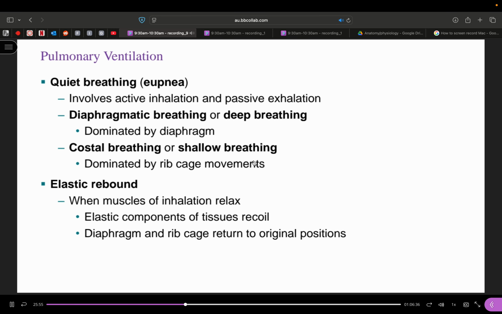Quiet breathing, on the other hand, involves active inhalation and passive exhalation, and that basically means that you're going to be using your diaphragm a lot when you do deep breathing, or you're going to be using costal breathing, which is rib cage movements during shallow breathing as well. So a big breath requires your diaphragm. If you're just chilling out and doing nothing, then costal breathing is just shallow breathing. It's very, very subtle. And that is usually rib cage movements because your diaphragm doesn't need to be moving up and down a lot. Elastic rebound is what we refer to when everything coils up.